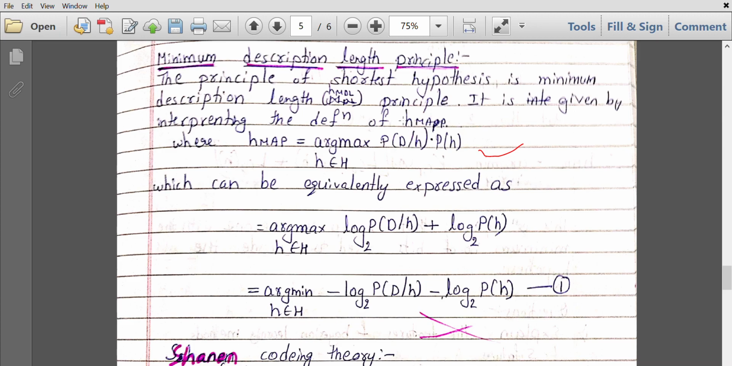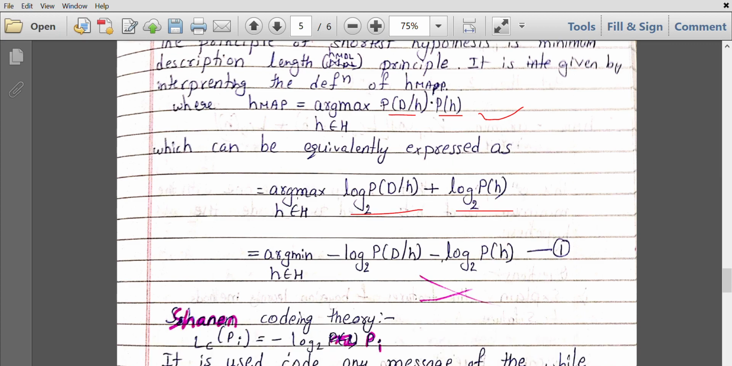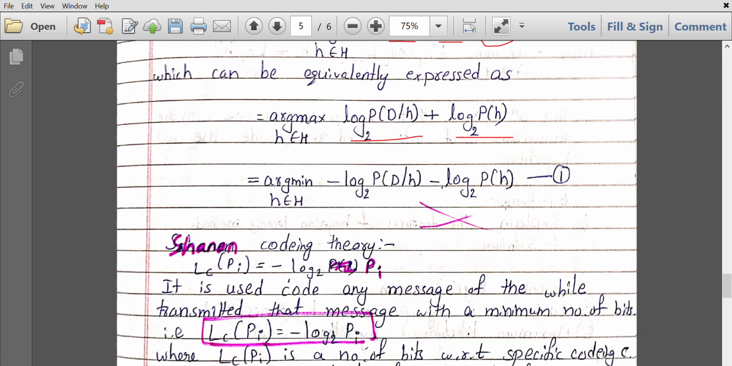Log of this means log of x plus log of y. So instead of argmax I will take the argmin here, and at that time the negative of this will be there. So why have we converted the HMAP into this? Just to compare with the Shannon coding theory.